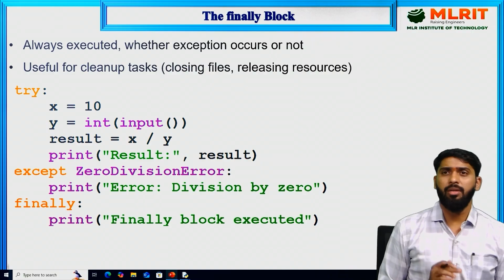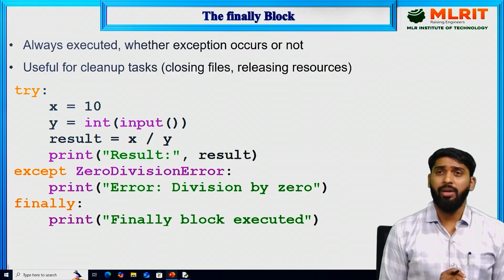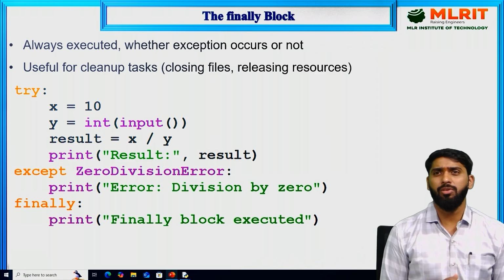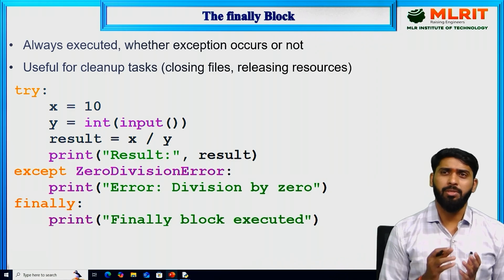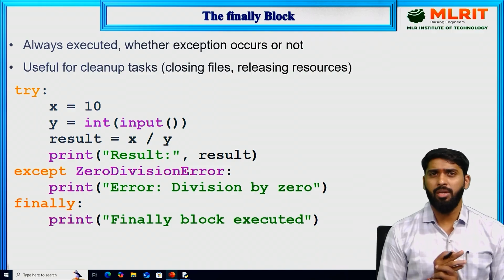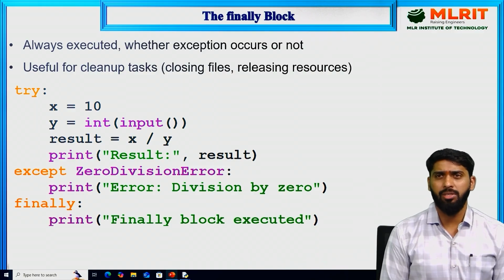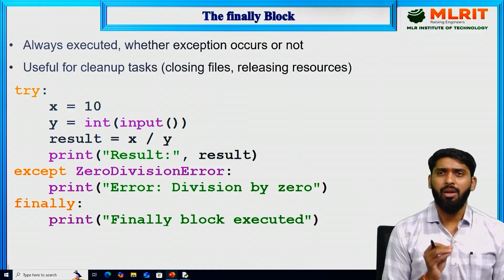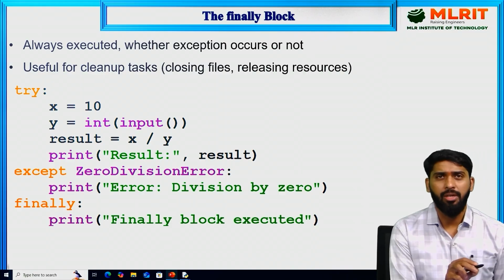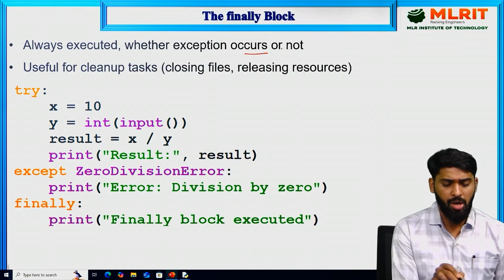Okay, in exception handling we also have the finally block. Finally block means always executed. If the exception is raised, it is executed; if the exception is not raised, the finally block is also executed. So finally means it will always execute, whether the exception occurs or not.